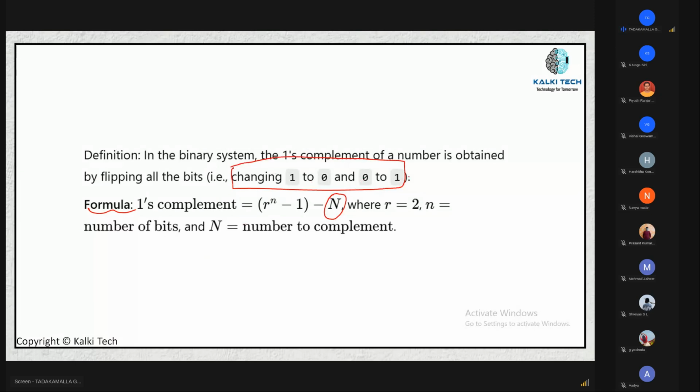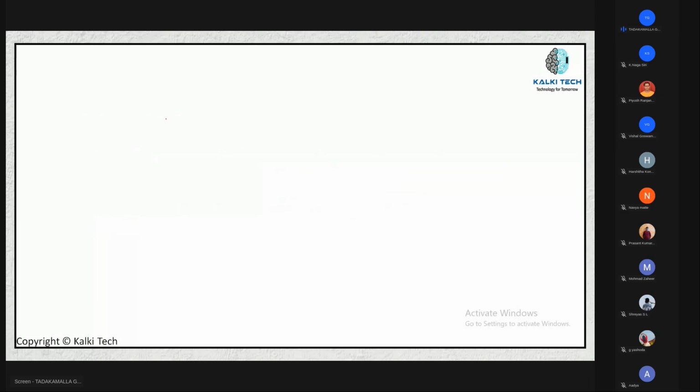We'll follow the basic method which is given here. Let's say we have the number 111. What is the decimal equivalent for this 111?